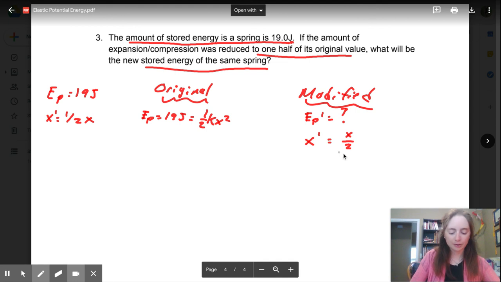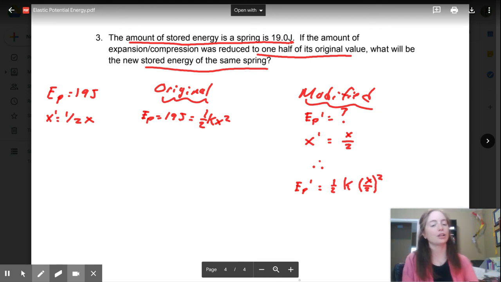All right, so now I'm going to do some substituting here. If x prime is equal to half of what x was originally, my EP prime is going to equal 1/2 k. And now I'm going to take that x squared. You see this x squared here in our equation. And I am going to substitute that x with x over 2, squared. Okay.